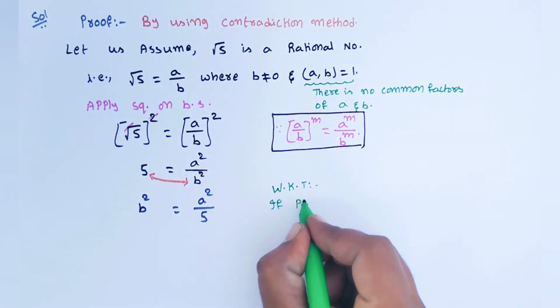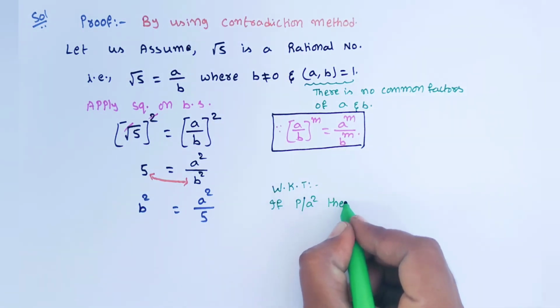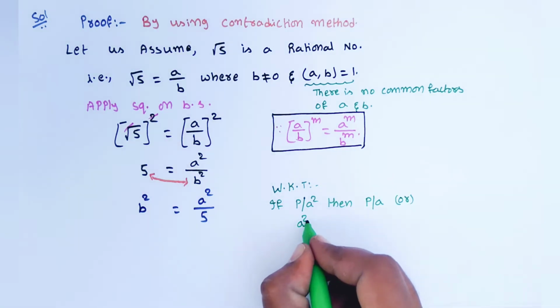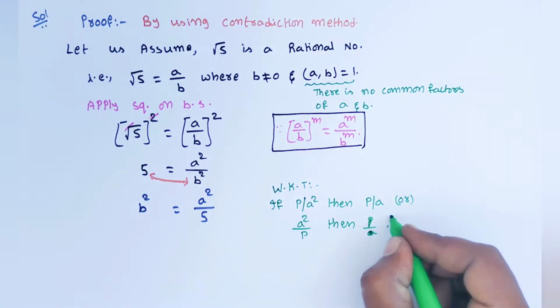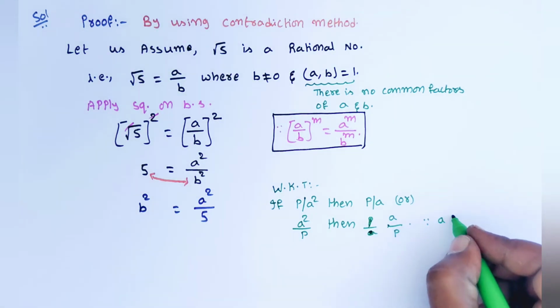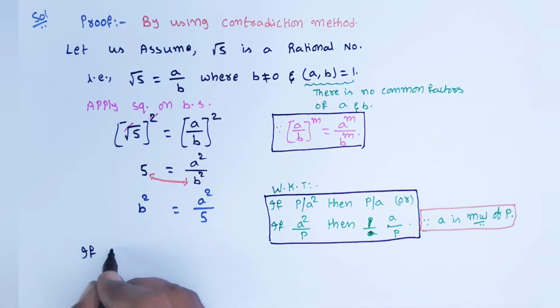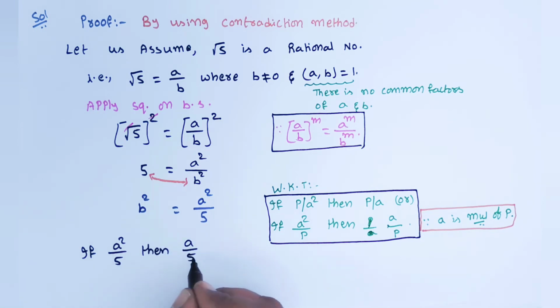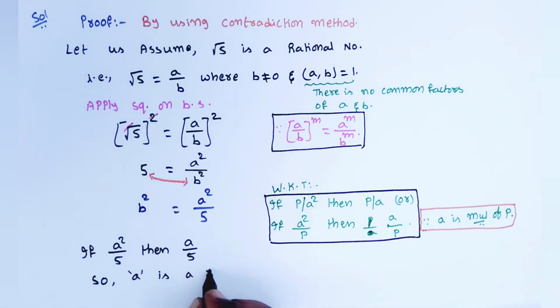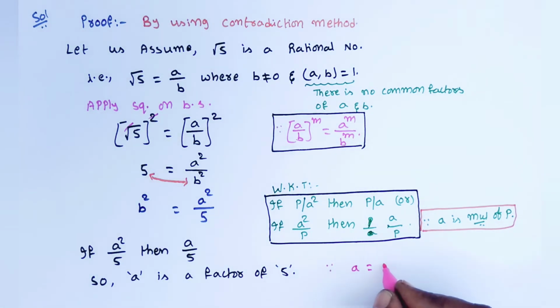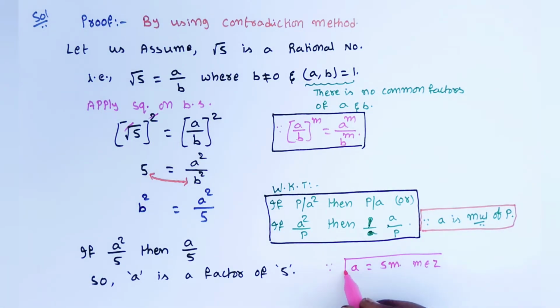So clearly we know that one theorem is there: if p divides a square, then p divides a. Or this can also be stated as: if a square is divisible by p, then a is divisible by p. Here p is any prime number. That's why, if a square is divisible by 5, then a is divisible by 5. Clearly a is a multiple of 5. That can be written as a equals 5m, where m belongs to the positive integers.